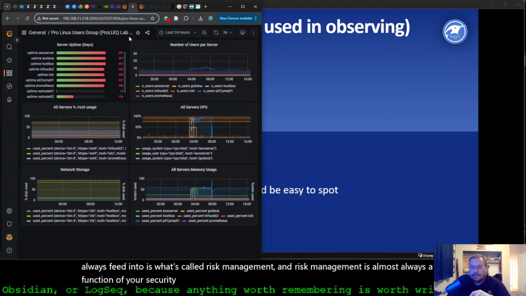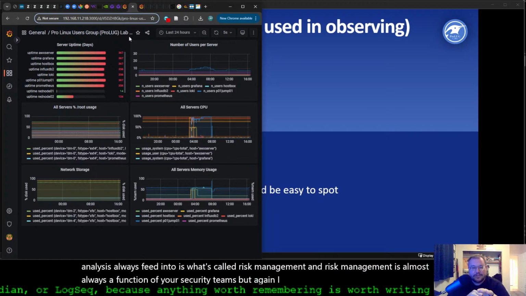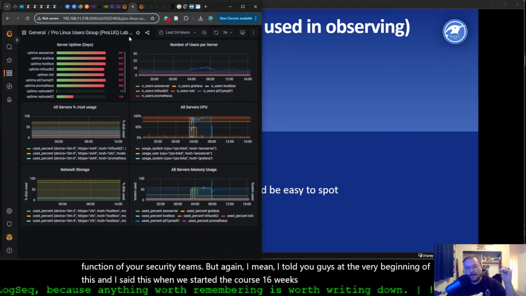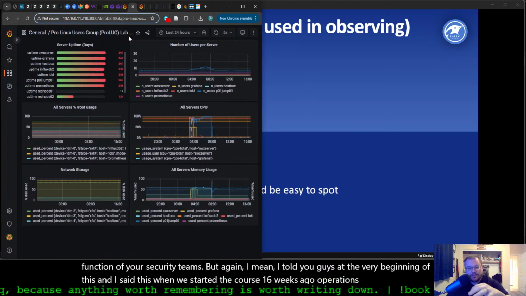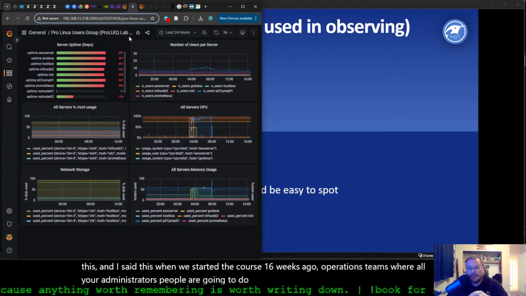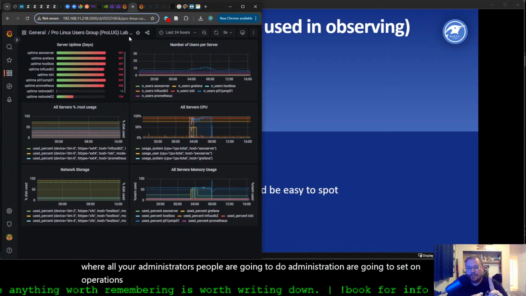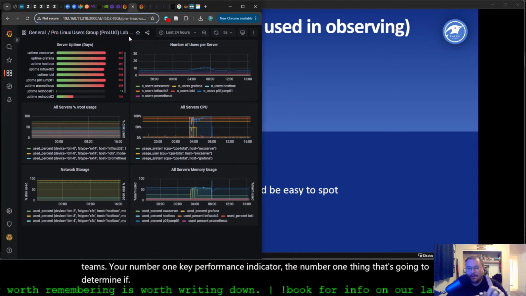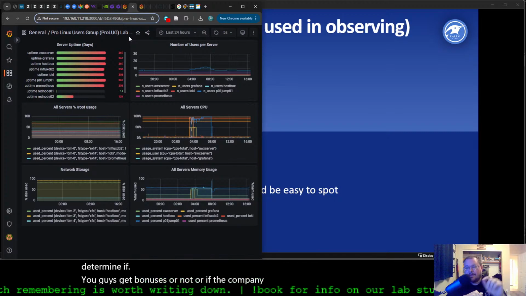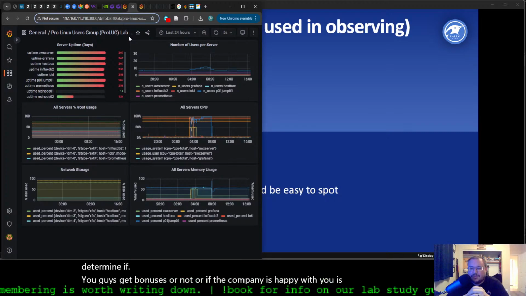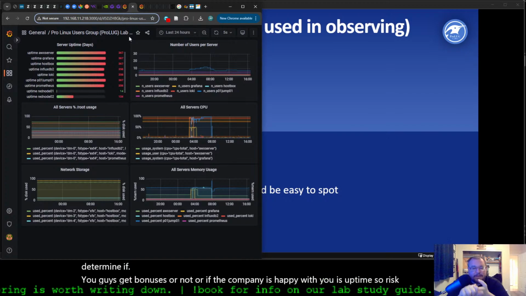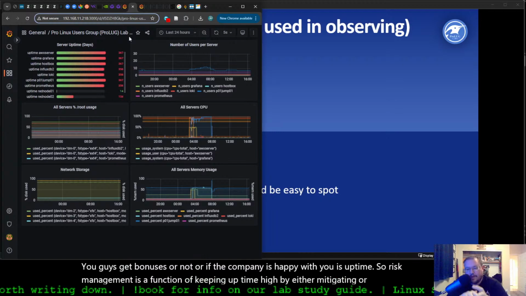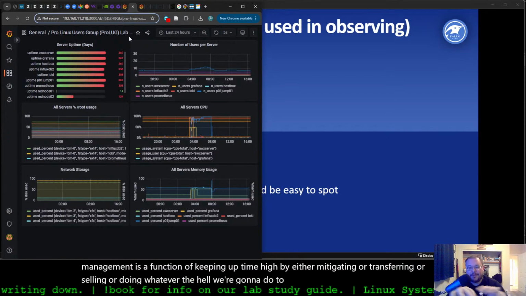But again, I told you guys at the very beginning of this, when we started the course 16 weeks ago, operations teams, where all you administrators, people that are going to do administration, are going to sit on operations teams, your number one key performance indicator, the number one thing that's going to determine if you get bonuses or not, or if the company is happy with you, is uptime. So risk management is a function of keeping uptime high by either mitigating or transferring or selling or doing whatever we're going to do to risk to keep it out of our environment, right?